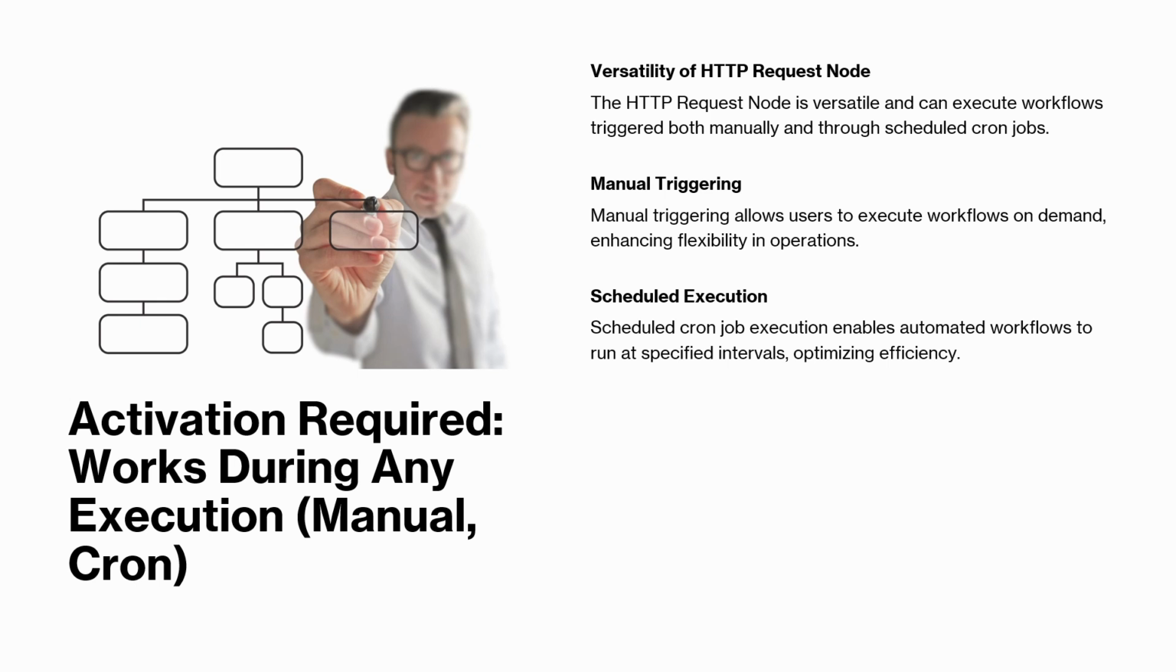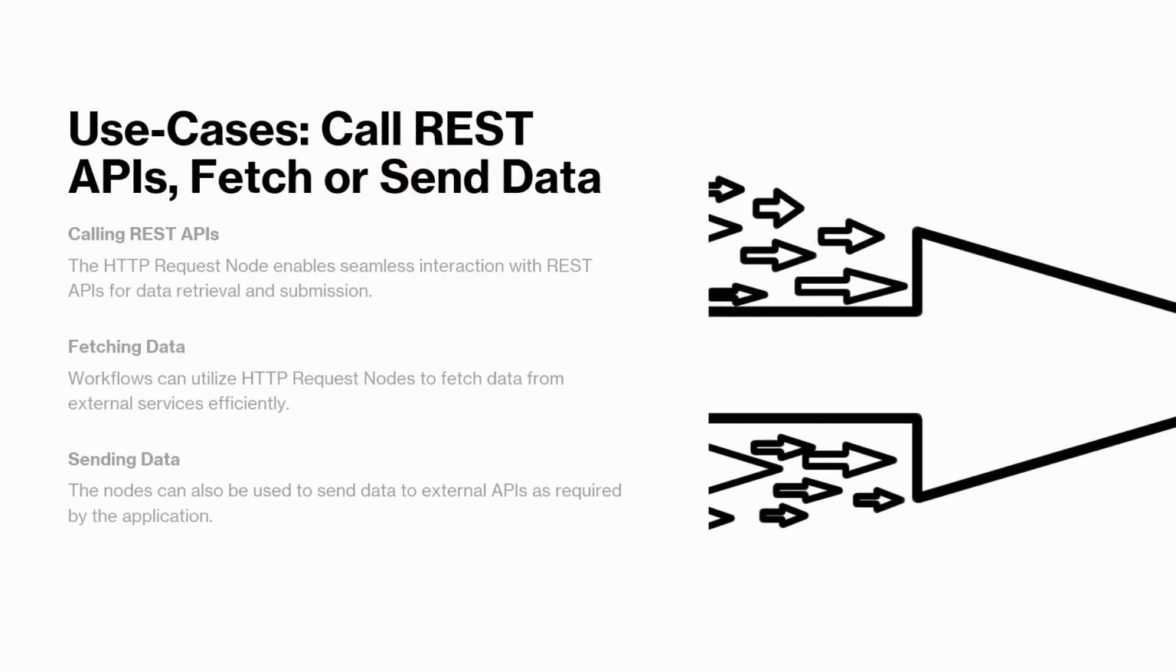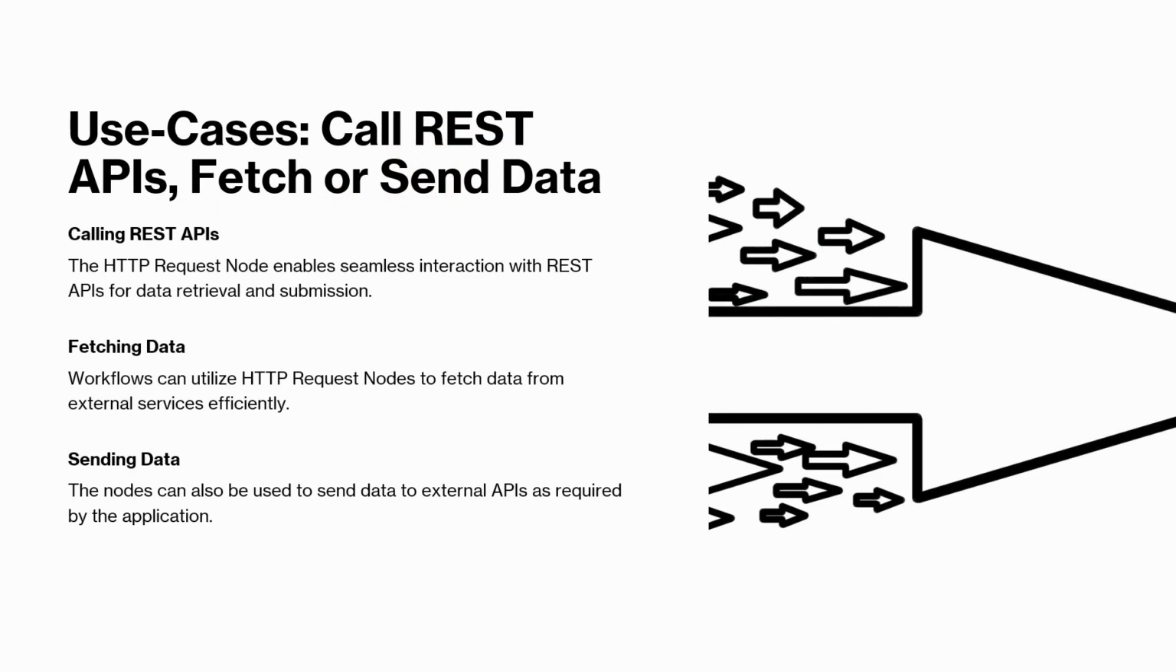The HTTP Request node is versatile and can execute in workflows triggered both manually and through scheduled cron jobs. Manual triggering allows users to execute workflows on demand, enhancing flexibility in operation. Scheduled cron job execution enables automated workflows to run at specified intervals, optimizing efficiency. So it enables seamless interaction with REST APIs. It utilizes the HTTP Request node to fetch data from external services efficiently. The node can also be used to send data to an external API as required by the application.